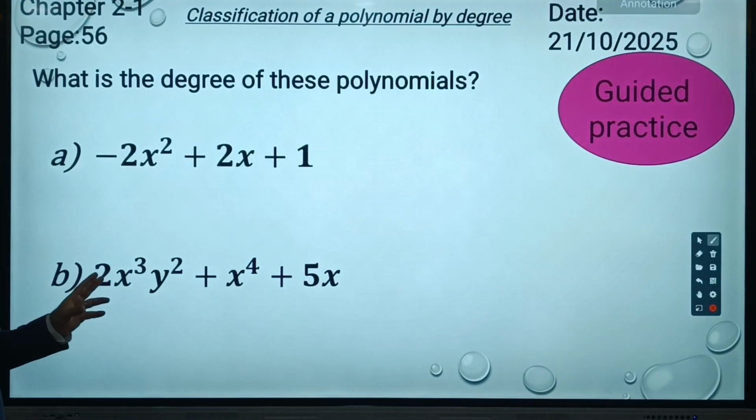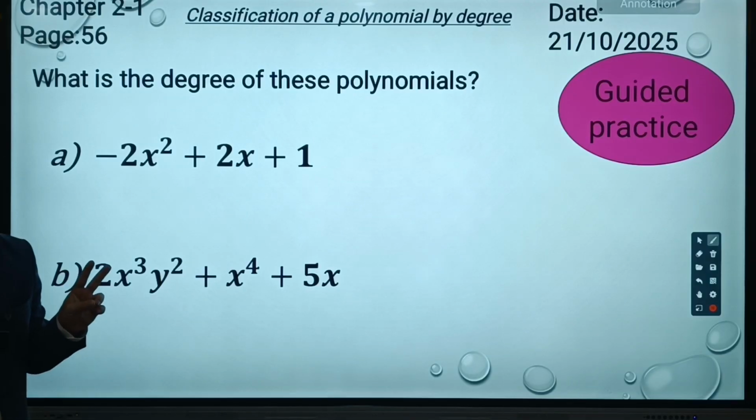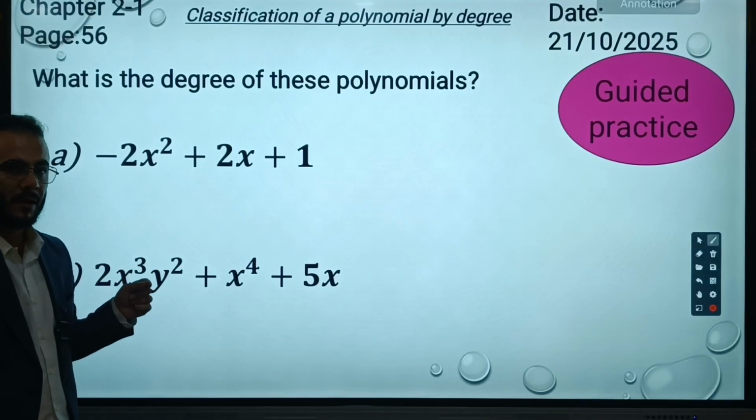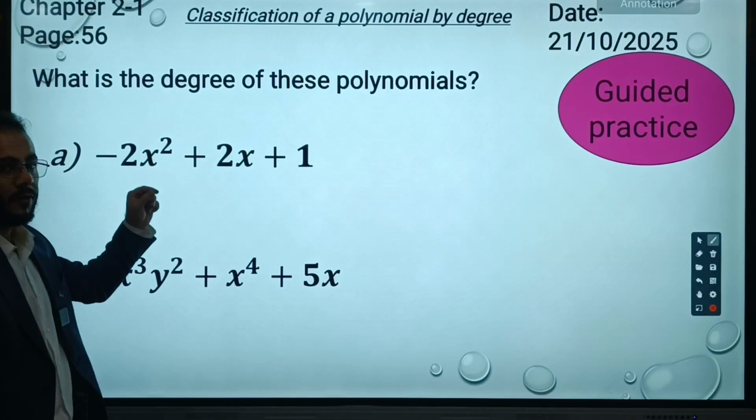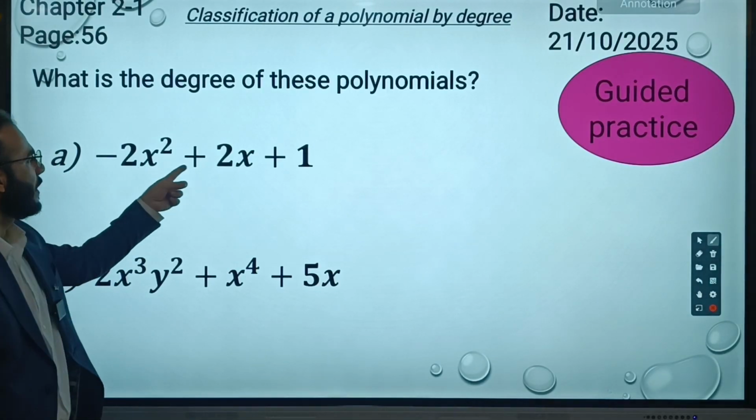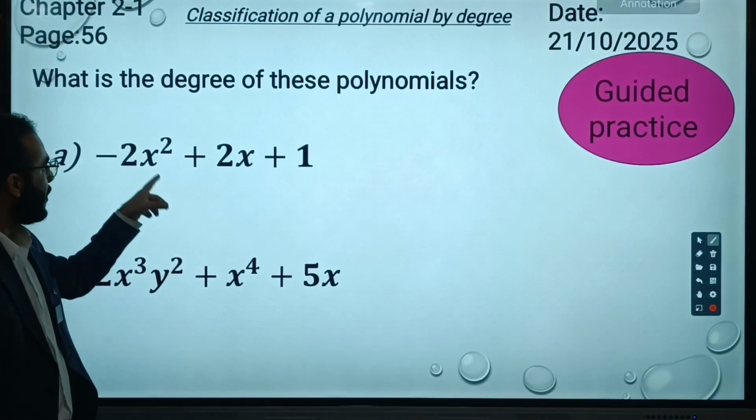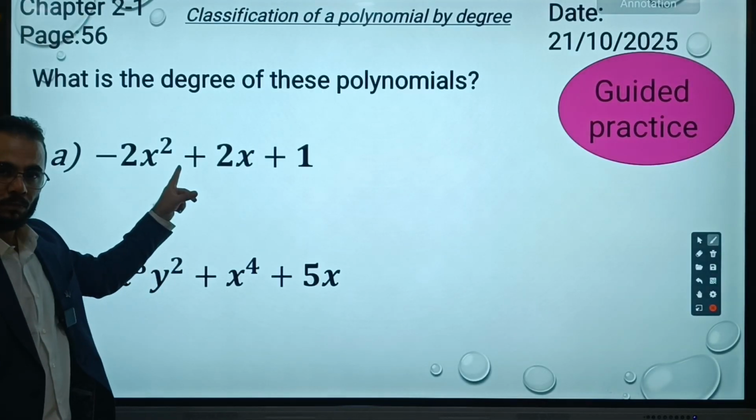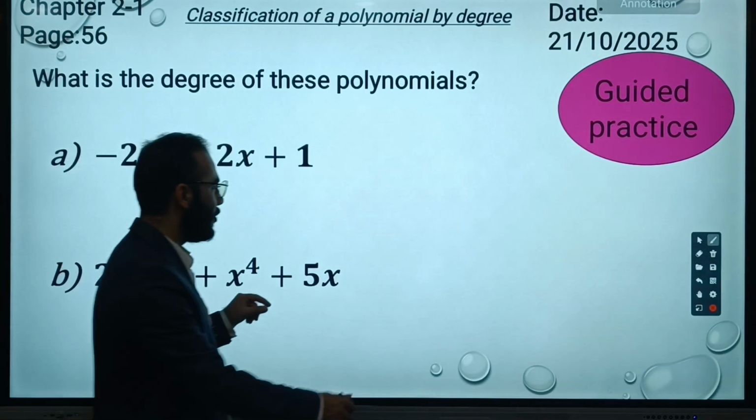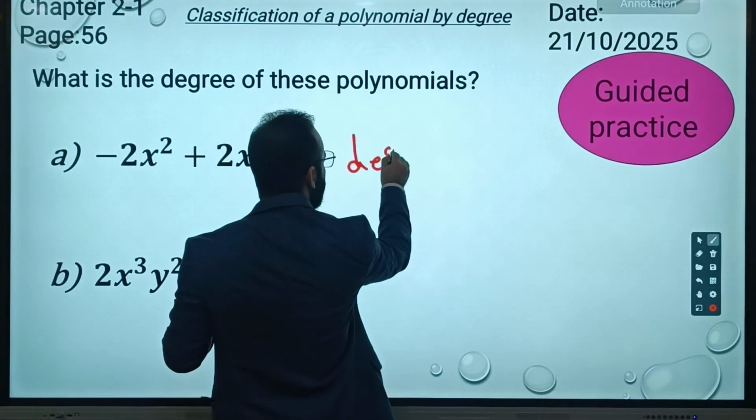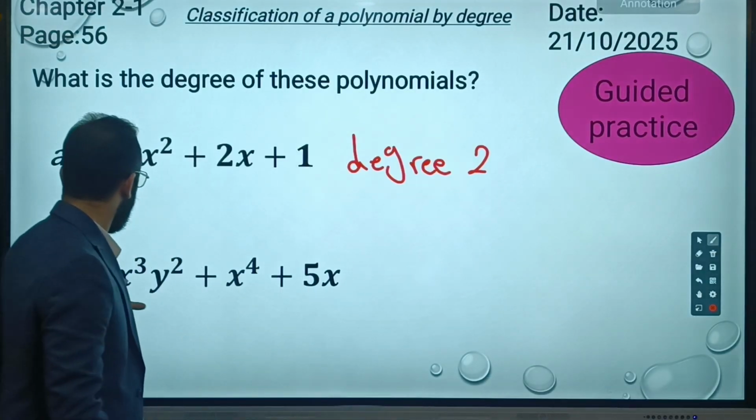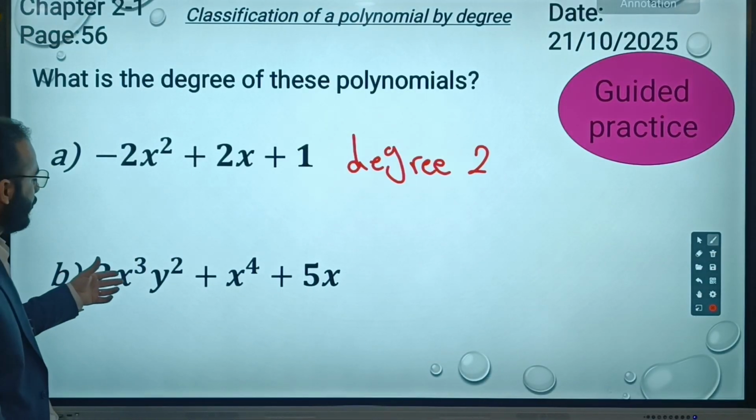So the degree, we said that there are two situations regarding degrees. If there is only one variable, in that case, we are going to look for the highest degree. For example, here in the first one, part A, there is only x. So in that case, what is the highest exponent? 2. So let me just write it down, degree here would be 2. Perfect. And in part B, we have got 2x cubed y squared.